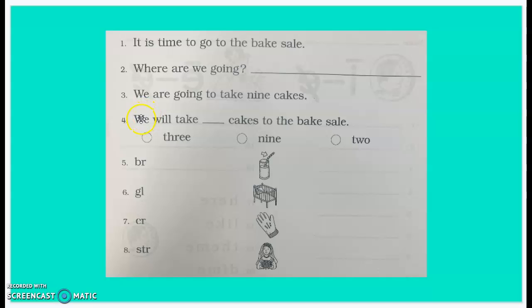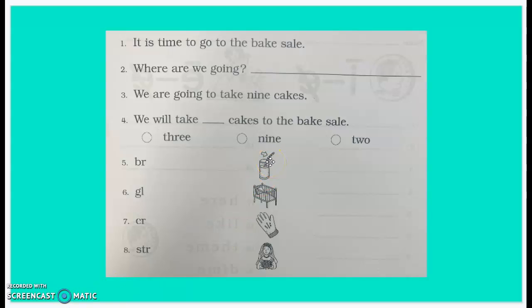Number 4. We will take blank cakes to the bake sale. 3, 9, or 2. If you need help answering this question, reread number 3. Then look down at 5 through 8. Match each blend to the correct picture.